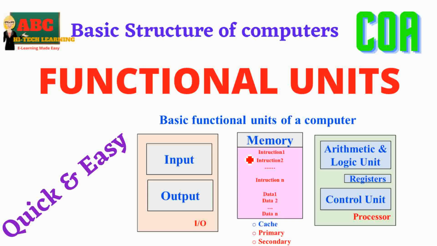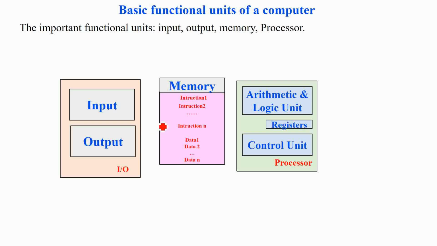Students, in this video you are going to learn about the basic functional units of a computer. In a computer, input unit, output unit, memory unit and processor are the important functional units. Inside the processor, ALU unit, registers and control unit are the important internal components. With the help of these components only, the processor performs all its operations.